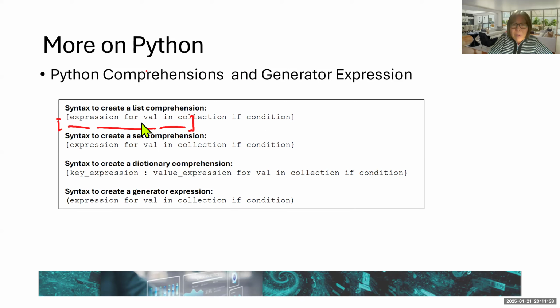For a set, it's similar, but it uses curly brackets. So just remember it's 3 parts. And the dictionary, same thing, but you need to have a key-value pair, and then the for, and then the condition. And the generator uses parentheses: expression, for, and if condition. The condition is not always needed; it depends on your needs. So that's the general syntax.